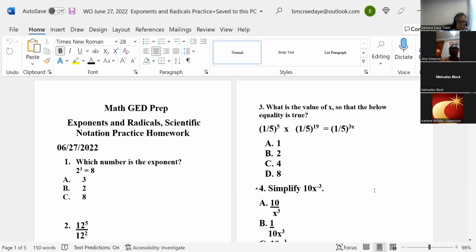Alva, what does number 1 say? Just read number 1. Problem number 1: which number is the exponent? You sent me some answers. Yes, I think I picked 3. Okay, A, B, C. You said A, you said 3, and that is correct.